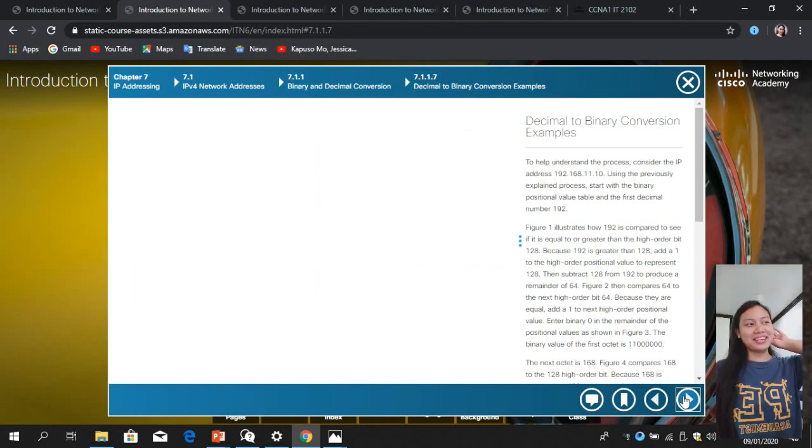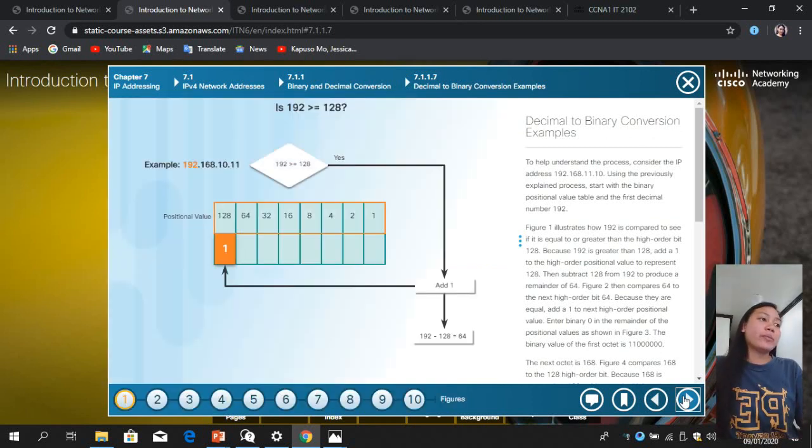Decimal to binary conversion examples. This is to help understand the process. Consider the IP address 192.168.11.10. Using the previously explained process, start with the binary positional value table and the first decimal number, 192.